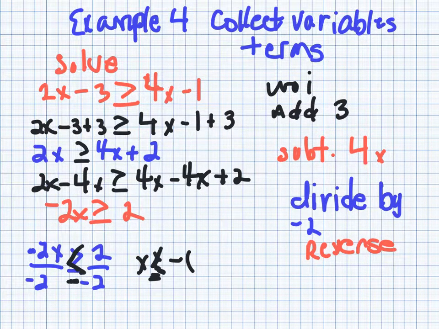So the idea of collecting variable terms is that when you're worried about reversing, if you try to get all the like terms on one side, where the variable term has a greater coefficient, it makes it a little bit easier.